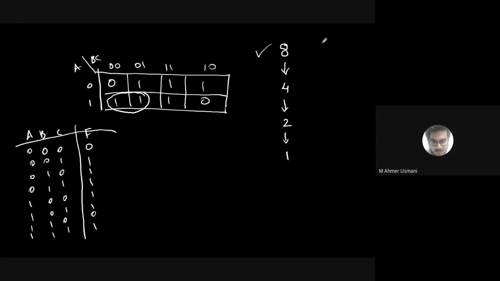अगर 16 cell का है तो go with the largest one which is 16, make a group of 16. If that is not possible, go with 8. If that is not possible, go with 4. If that is not possible, go with 2. If that is not possible, go with 1. Okay, so similarly we'll be working on this because it is a 8 cell K map.